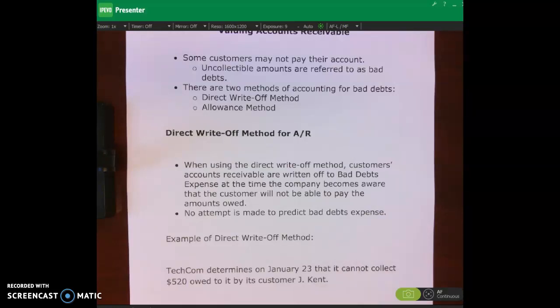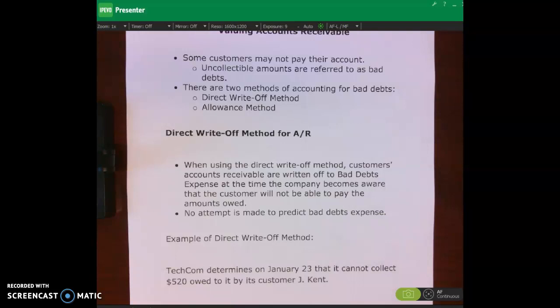Now, bad debts expense is another expense on the income statement. So just like rent expense, interest expense, supplies expense, we recognize an expense with a debit. So when we find out that, or we make the determination that our customer is not going to pay us, we will recognize bad debts expense. And how do we recognize an expense? With a debit. So we will debit bad debts expense, and then we have to reduce the receivable. How do we reduce the receivable? Well, accounts receivable is a current asset, and so the way that we reduce accounts receivable is with a credit.